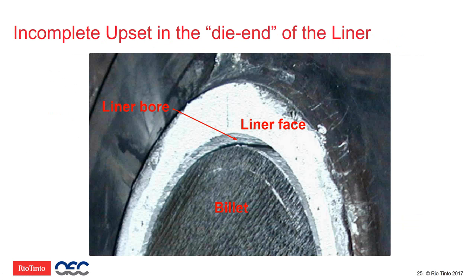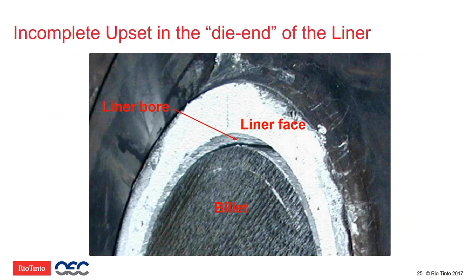Now, sometimes with inadequate burp pressure, there is a gap that you can see at this liner bore, where the arrow points out. You can see a gap between the liner face and the billet. So when this gap remains during the extrusion at the die end of the container, then clearly you can have some air entrapment and obviously some blisters that can come out.